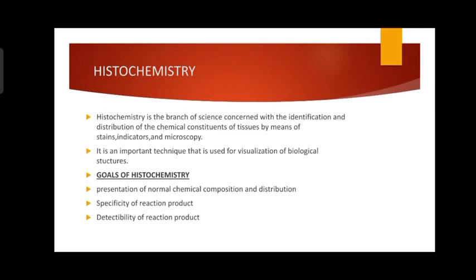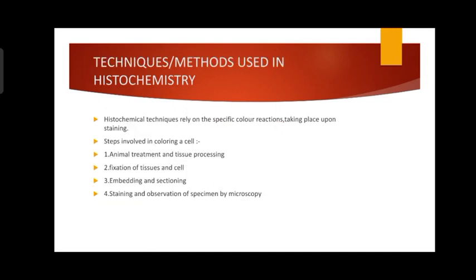Some of the goals of histochemistry are: it is used for the presentation of normal chemical composition and distribution. It determines the specificity of reaction products and also helps to detect the reaction product too. The techniques and methods used in histochemistry.